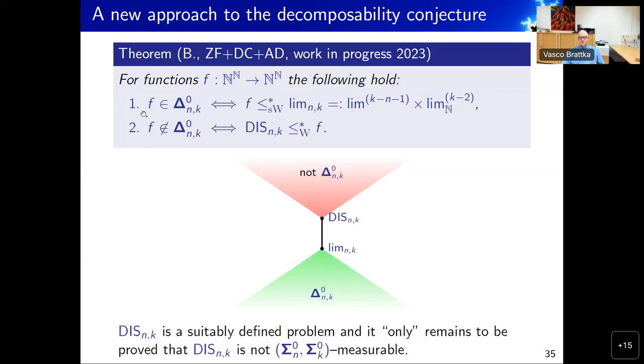Namely, it's not too difficult to show that not only do we have complete problems here, but we also have co-complete problems for the non-Delta_{0,k} classes, which are modified versions of the discontinuity problem. And now it would suffice to prove, only in quotation marks, that these discontinuity problems are not Sigma_k measurable, which at least looks like a simpler task than dealing with the general definitions of these complexity classes. However, that might not be true, so it's not so easy to show this. I think I can do it for infinitely many parameters, but not for all. And well, that's work in progress, as I mentioned here, but it's an idea of how one could actually approach the decomposability problem.